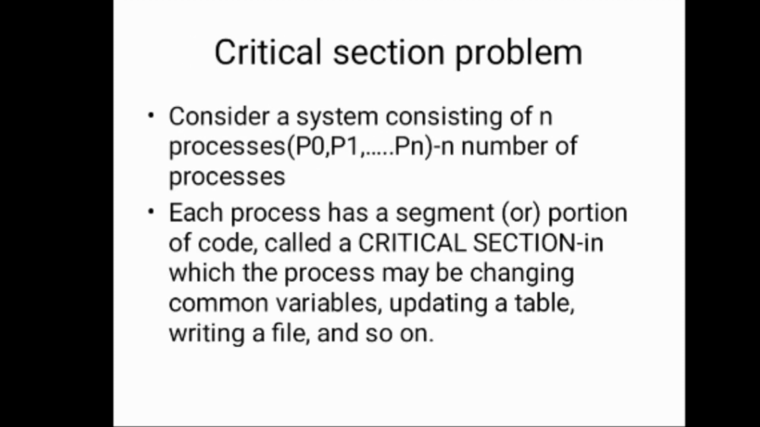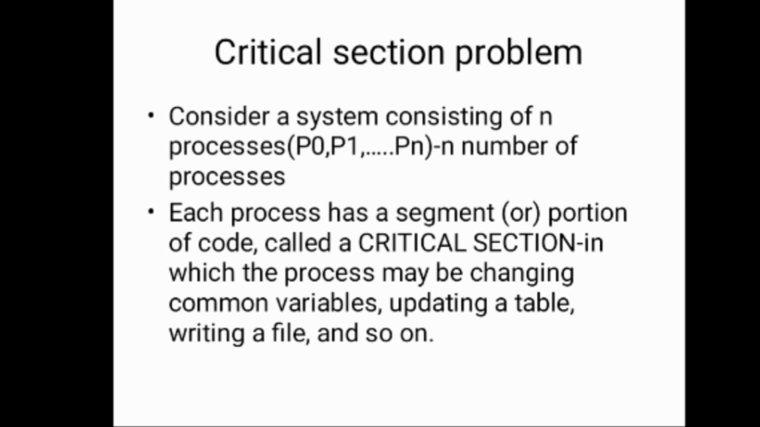What is the critical section problem? First, consider a system consisting of n processes, that is P0, P1 up to Pn. That means there are n processes running in a system. Each process has a segment or portion of code that is called a critical section. For example, each process has a full program, and in that program we take only a small portion of the code. That small segment is known as the critical section.